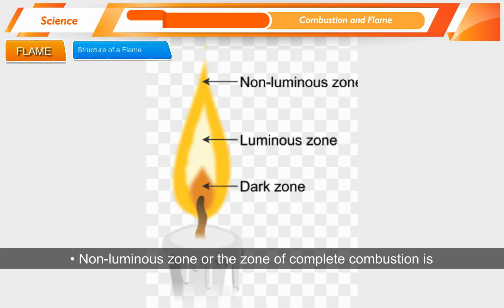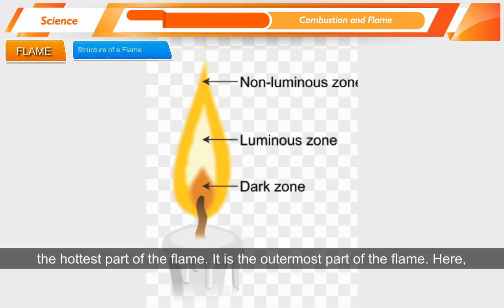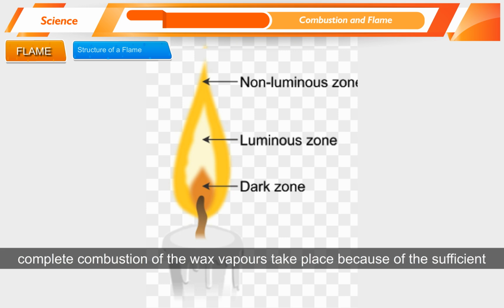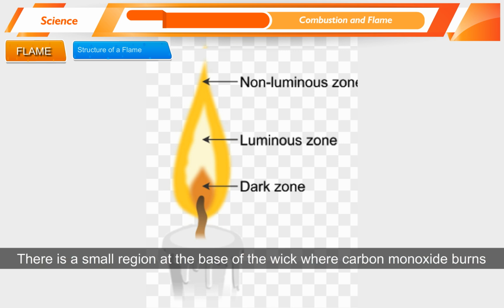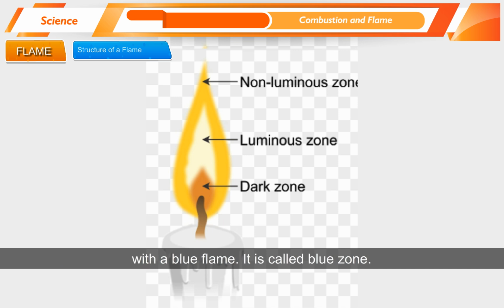Non-luminous zone, or the zone of complete combustion, is the hottest part of the flame. It is the outermost part of the flame. Here, complete combustion of the wax vapors takes place because of the sufficient supply of oxygen. The flame appears blue and it leaves behind no residue. There is a small region at the base of the wick where carbon monoxide burns with a blue flame. It is called blue zone.